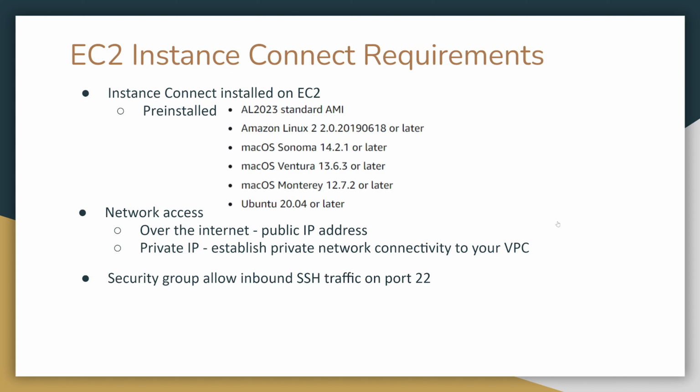Another requirement is that your security group attached to the EC2 instance must allow inbound traffic on port 22. This is the SSH traffic. You can allow SSH traffic into your instance from all IP ranges, which is less secure, or you can use predefined IP ranges, and we will look at how to do that.